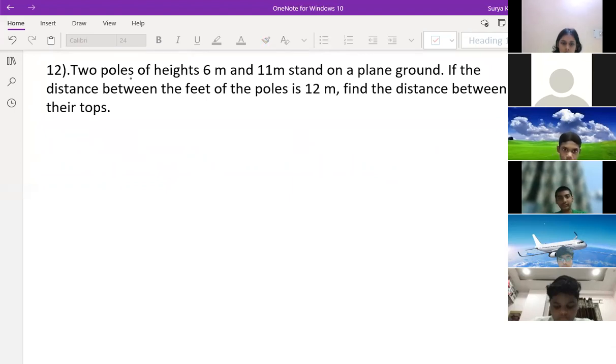Sir, root 2 is the answer. Root 265. Sir, I got 13, sir. Try to solve, don't guess any answers. Just solve for 2 minutes. Two poles of height 6 meters and 11 meters. Just draw the figure and try to solve.